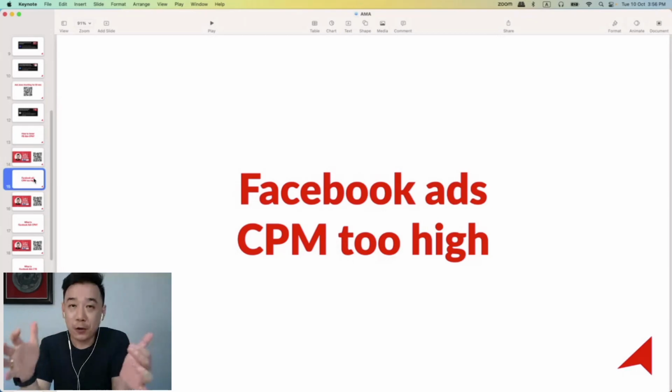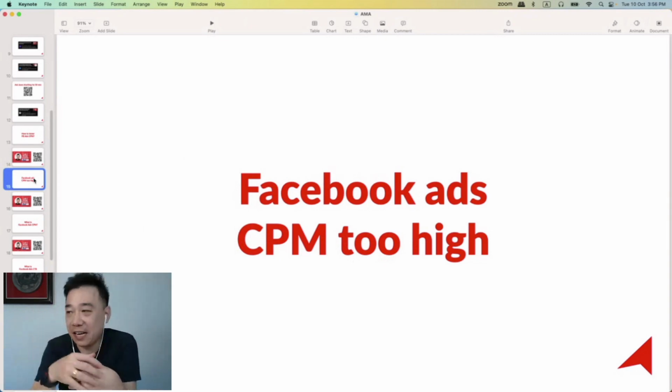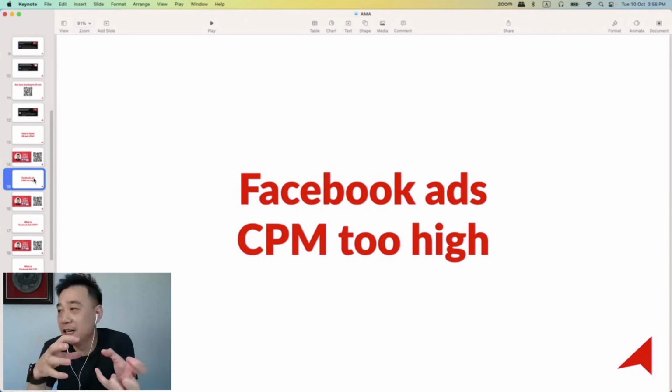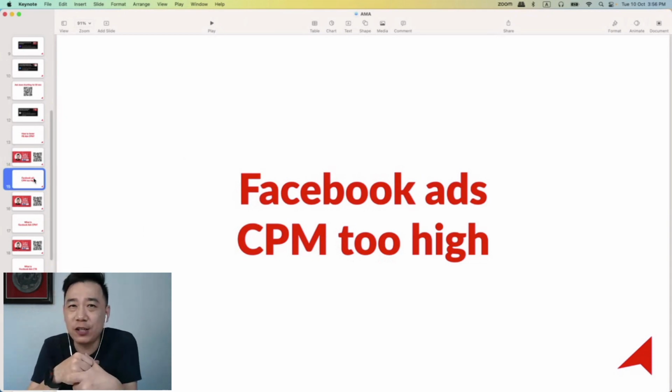So here's the thing, when you're monitoring your Facebook ads metrics, for example, for those advertisers like you who take a little bit deeper into the metrics, like we pull out CPM and CTR, some of us may be concerned that, hey, the CPM is coming up high. What should we do?